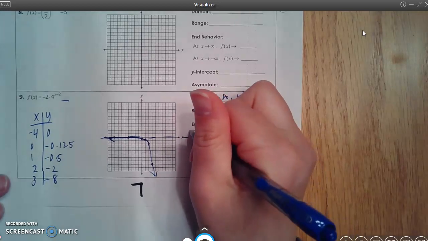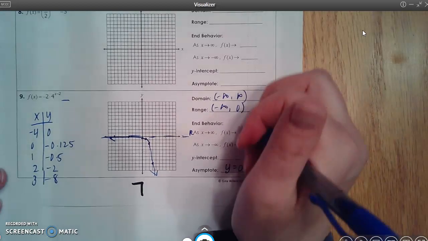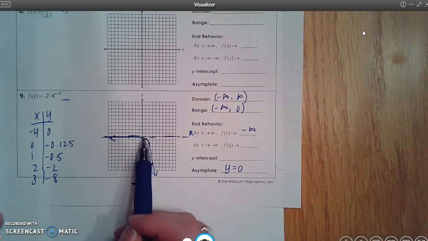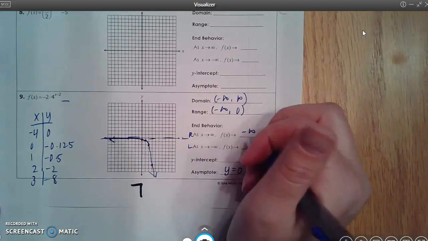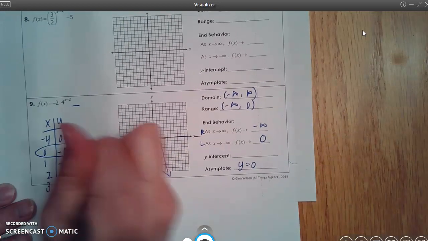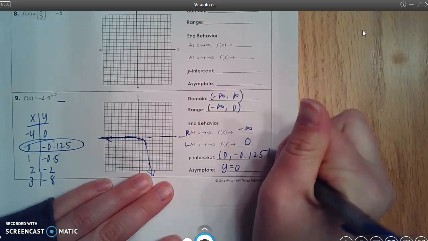My right arrow is the one on the right side, but it's pointing down, which means the y values that you're approaching are negative infinity. My left arrow is approaching the asymptote, which occurs at 0. Last but not least, the y-intercept is where you have 0, negative 0.125.